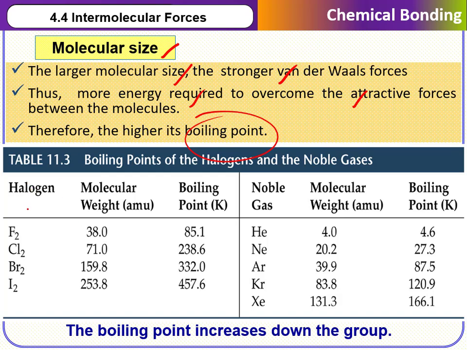Let us refer to this table. We have F2, Cl2, Br2, and I2. This is descending down group 17. Look at the molecular weight. It is increasing from F2 to Cl2, from Cl2 to Br2, from Br2 to I2. So descending down a group, the molecular weight of course will be increased.